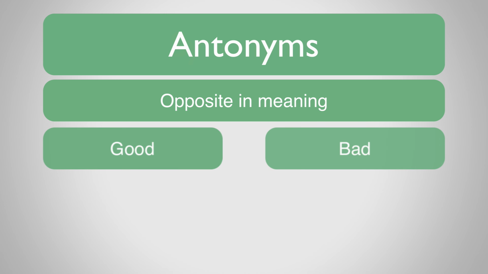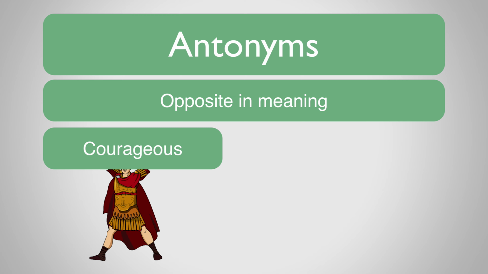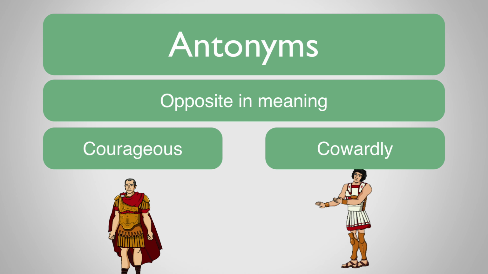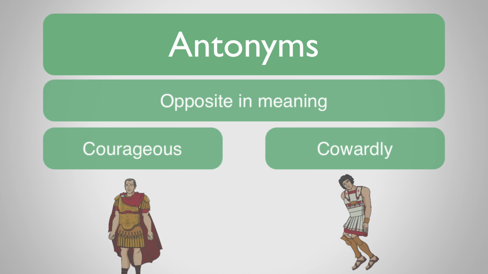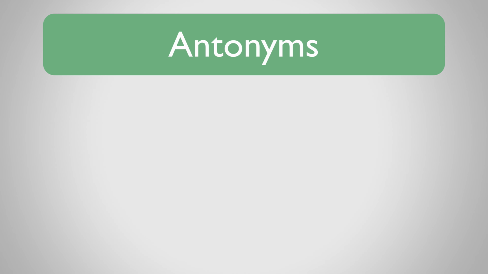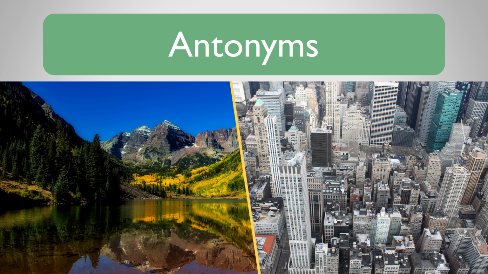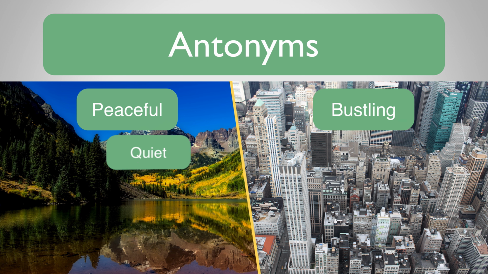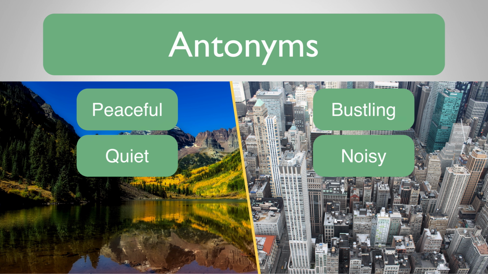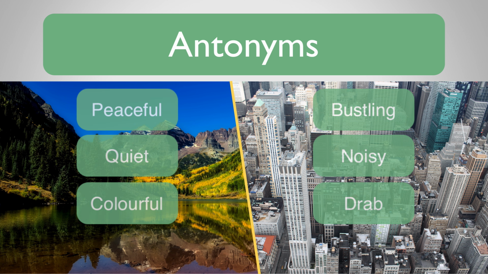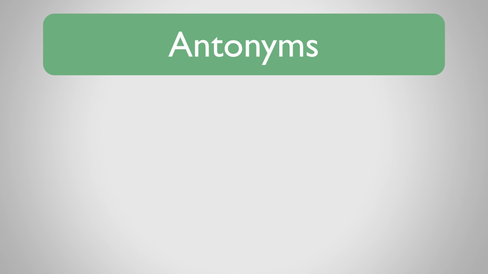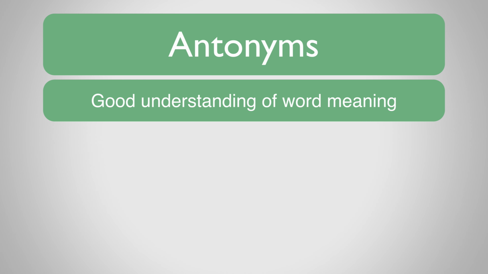For example, we could describe one character as courageous, whilst another is cowardly. Courageous and cowardly are antonyms, since they have opposite meanings. Take, for example, a story setting where we want to compare the countryside with a city. There are a number of antonym pairs we could use, such as peaceful and bustling, quiet and noisy, or colourful and drab. To be able to identify antonyms, we need to have a good understanding of word meaning.